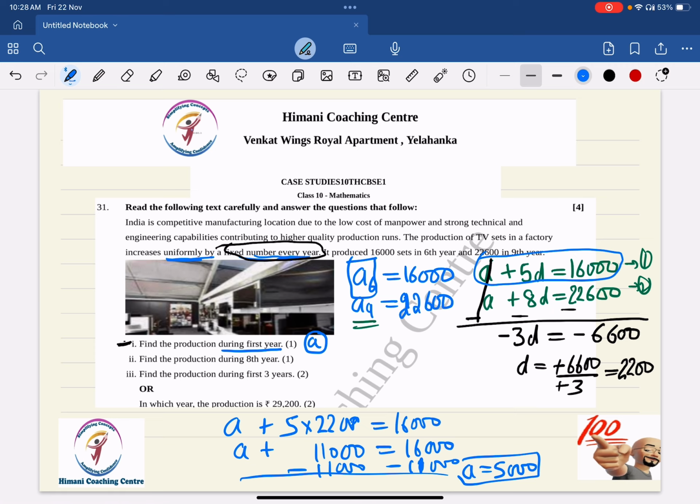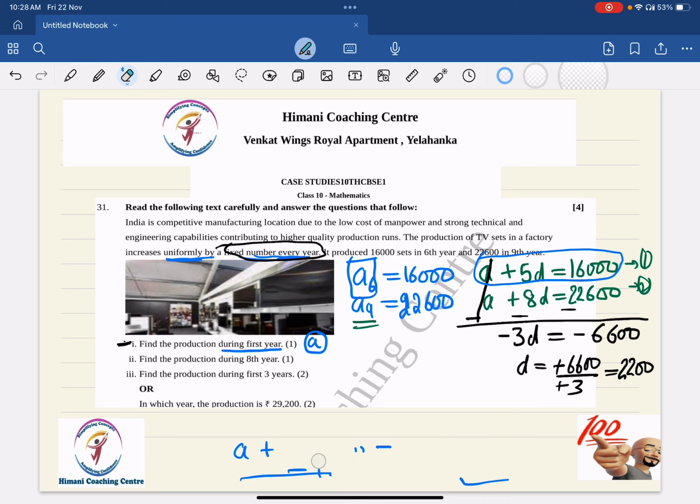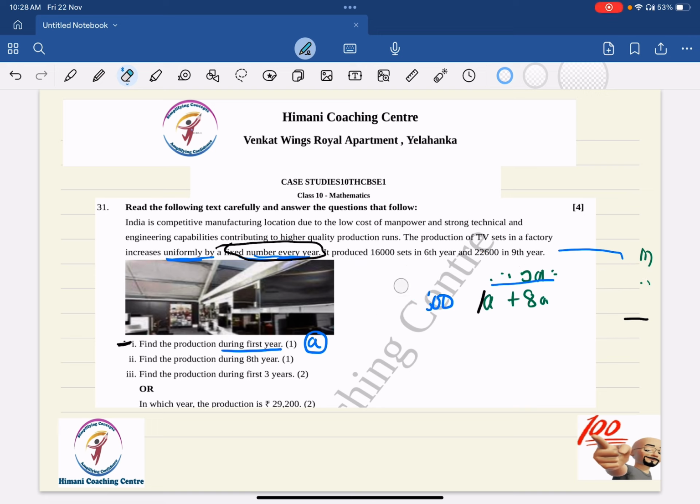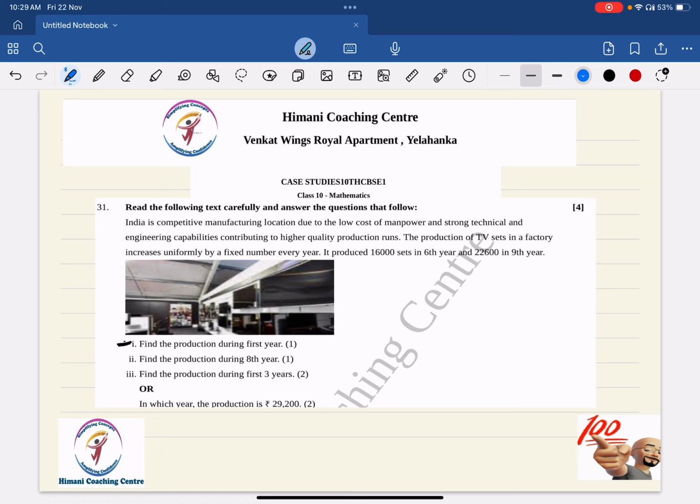Okay. Now, we know A, which is 5,000. We know D, which is 2,200. Let us write it down. Let me erase this. Please rewind the video and see this again in case this simultaneous equation part was not clear. As I told you, we would be making a video on simultaneous equation very shortly. So A, which is production in first year, is 5,000. D we got as 2,200.